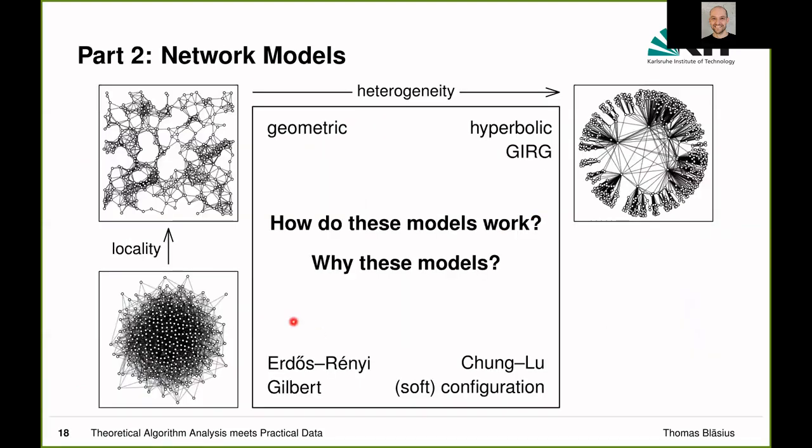Okay, so this covers the bottom left corner. These graphs don't have any locality. Everything is chosen independently, so you don't get locality. And you have homogeneous networks, so every vertex has roughly the same degree.